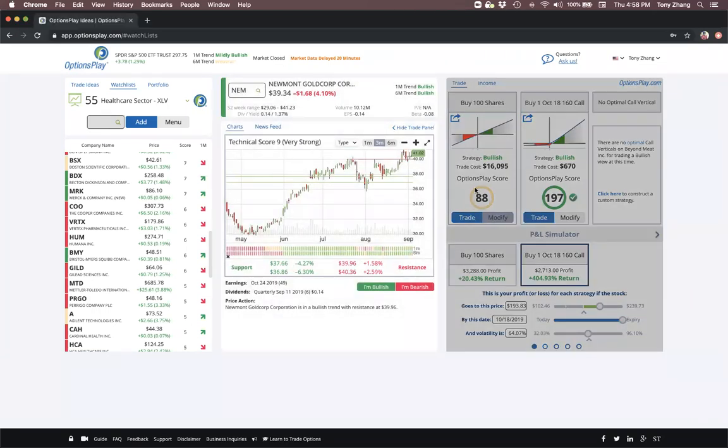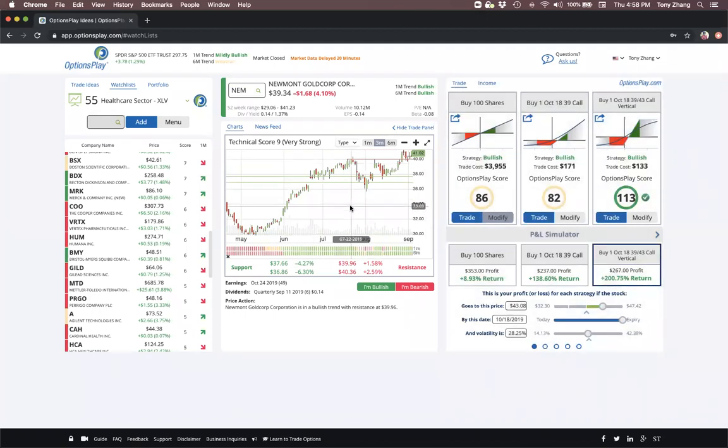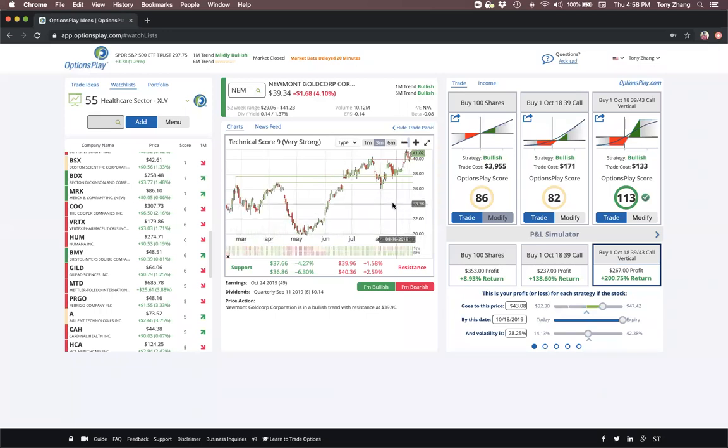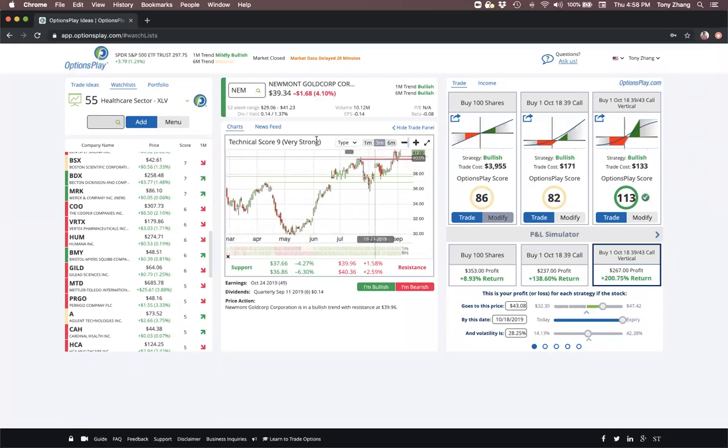Newmont Gold Corp. Gold has absolutely gone gangbusters. I think there's probably some room still left to the upside on gold because this is really a flight to safety from the low interest rate environment. So 1 month technical score of 9, very strong. 1 month and 6 month trend is bullish.